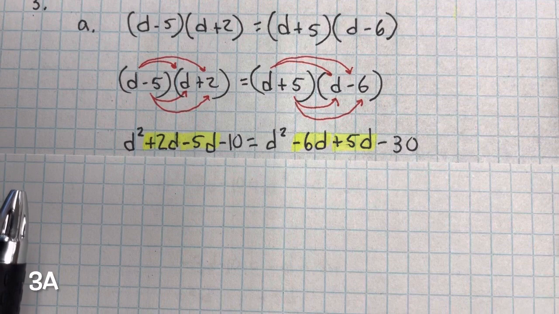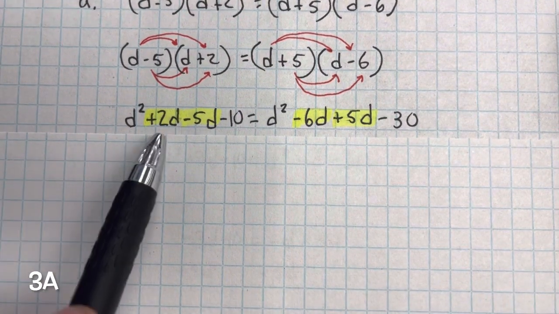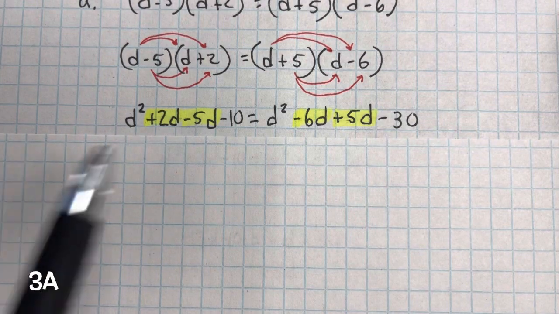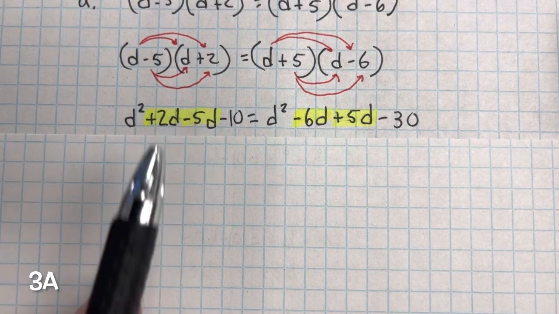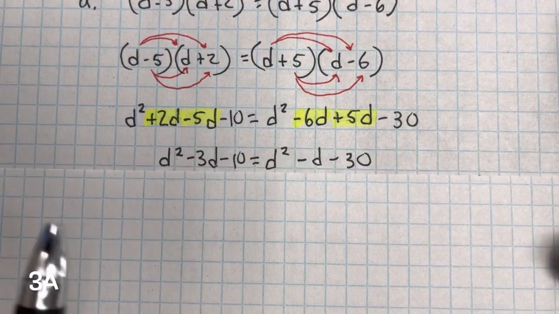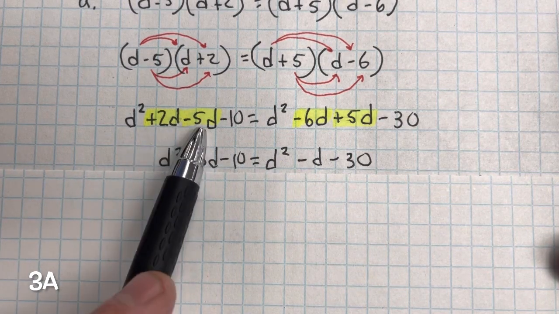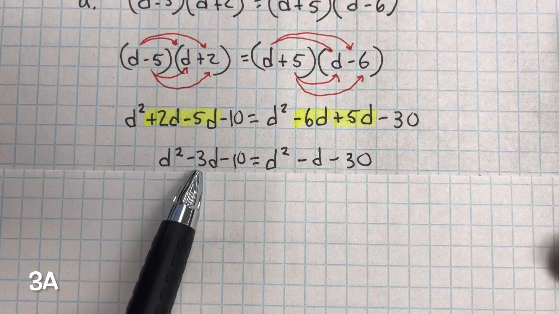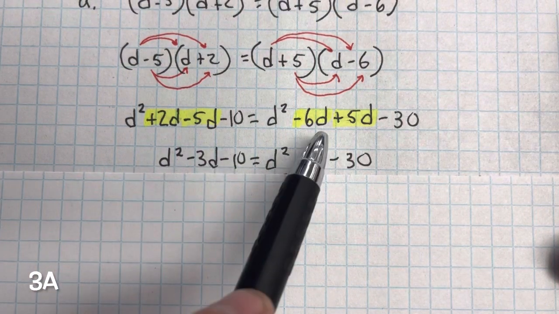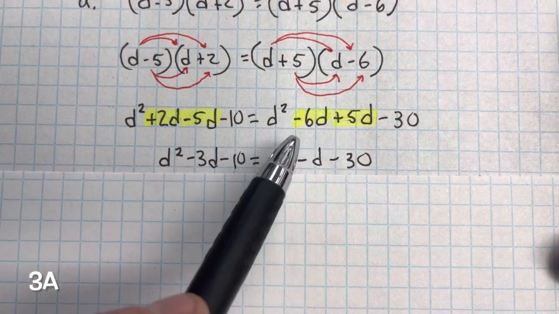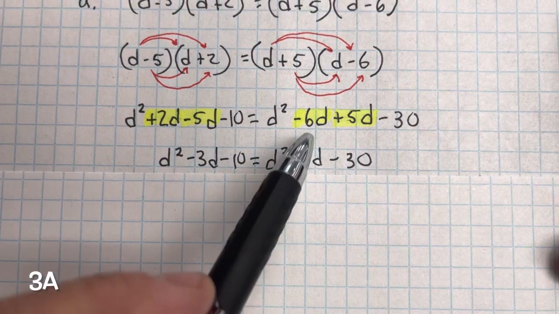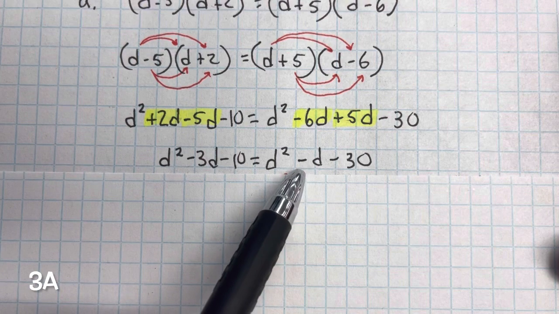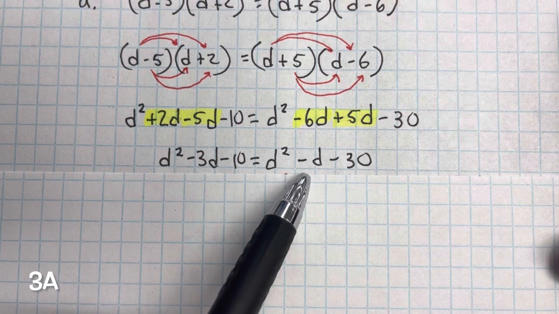Now you can see on both sides of the equation we have like terms. So we're going to combine the like terms. 2d minus 5d, more negatives than positives. So signs are opposite, so we subtract. 5 minus 2 is 3, so it's negative 3d. And then on the right side, more negatives than positives, so you know it's going to be a negative. Signs are opposite, so you subtract. 6 minus 5 is 1, so we're left with negative 1d or negative d.